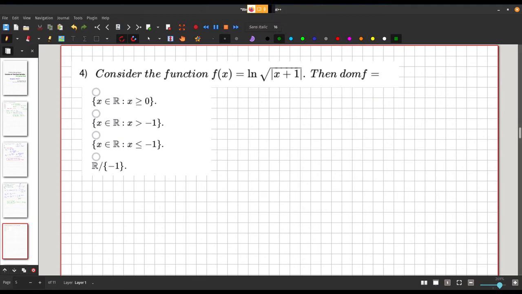Okay, so problem 4 also gives a function defined here, and we have to find the domain of this function. So the function is ln root over mod x plus 1.